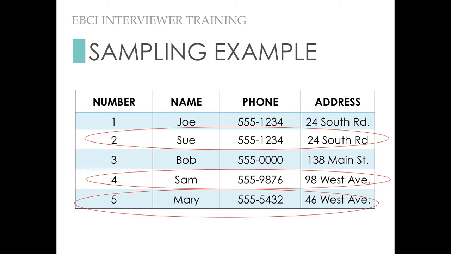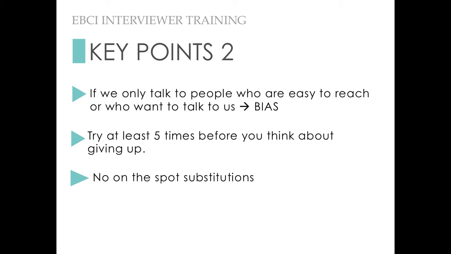We need to talk to these people, not just go knock on the door and talk to whoever answers. So you could go to Sue's house at 24 South Road, and maybe her husband Joe answers the door and says, well, Sue's not here, I'm home, talk to me. As an interviewer, you have to be able to explain to Joe that, thank you, we really appreciate you being willing to talk to us, but we need to speak to the person that the computer picked, and that's Sue. So this is just an example of how sampling works.